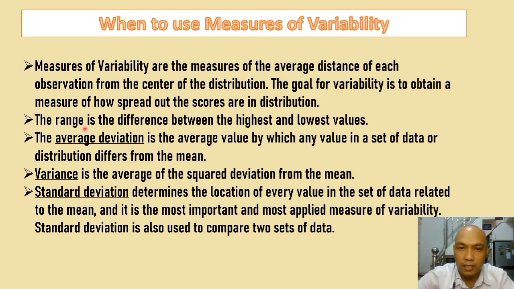So, syempre, ang range natin dito, highest minus lowest, and then ang average deviation naman, it is the average value by which any value in the set of data or distribution differs from the mean. Tapos yung variance naman natin, average, ito nakascore na yung deviation natin dito. Then standard deviation is only the square root of the variance or determines the location of every value in the set of data related to the mean, and it is the most important and the most applied measure of variability.